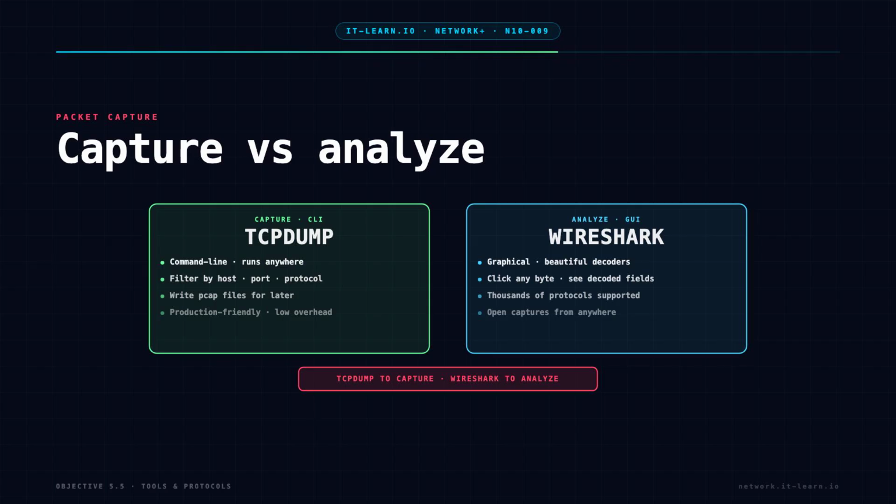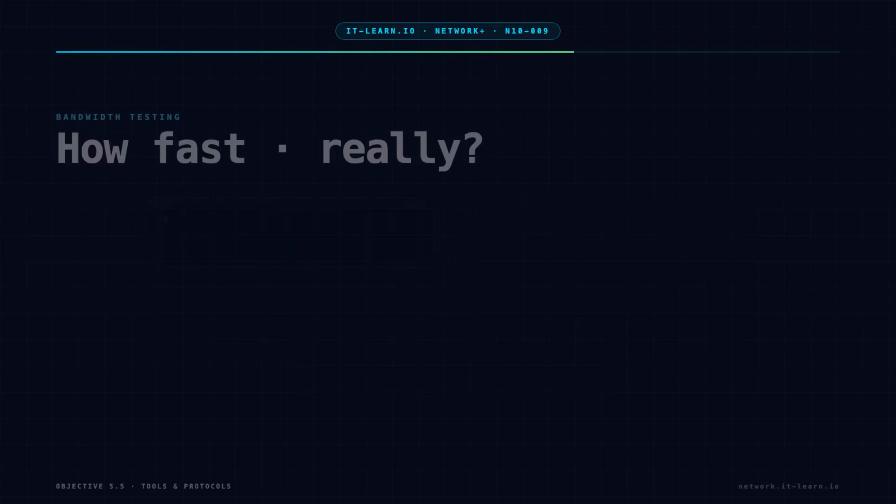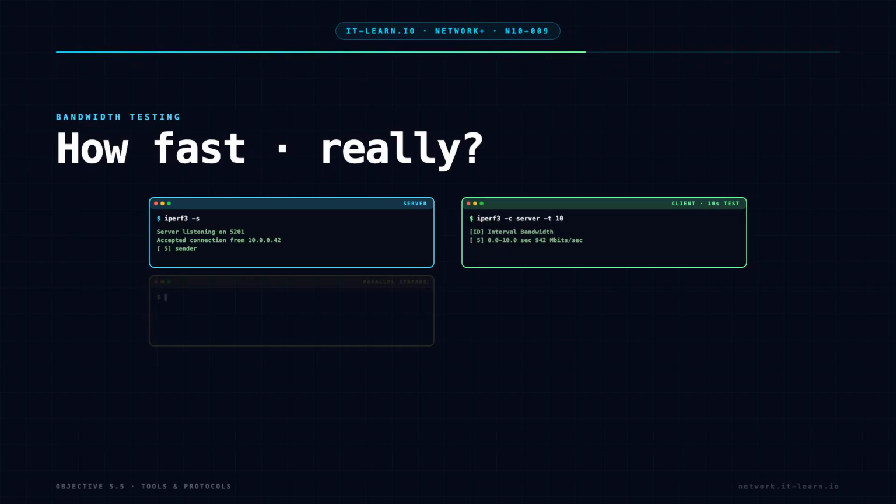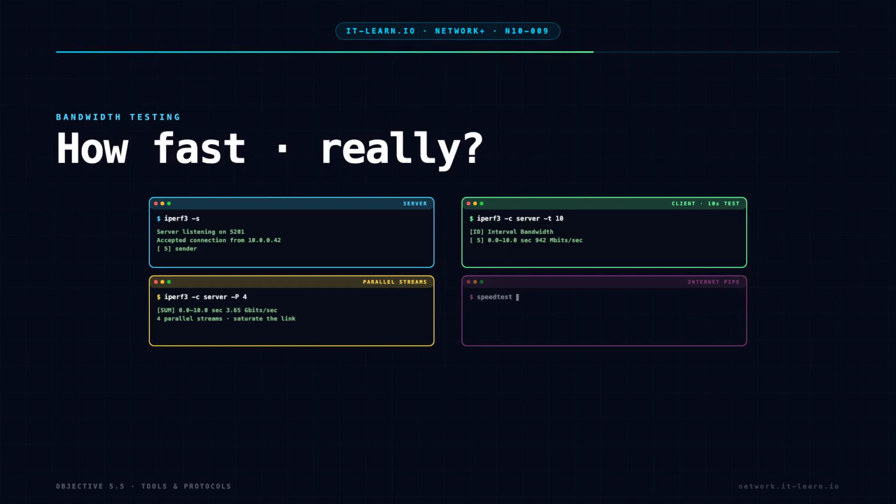Packet capture, 2 flavors. tcpdump: command line, fast, runs anywhere. Capture on a specific interface, filter by host or port, write to a file for later analysis. Wireshark: graphical, beautiful, decodes thousands of protocols. Open the capture, click a packet, see every field decoded down to the byte. tcpdump for capturing in production. Wireshark for analyzing what you captured.